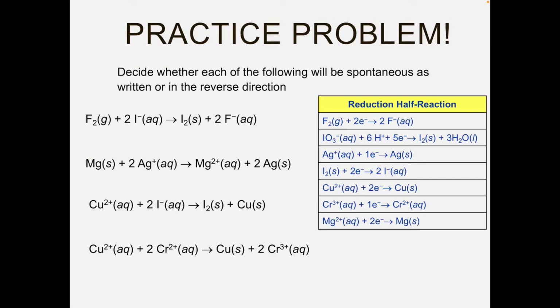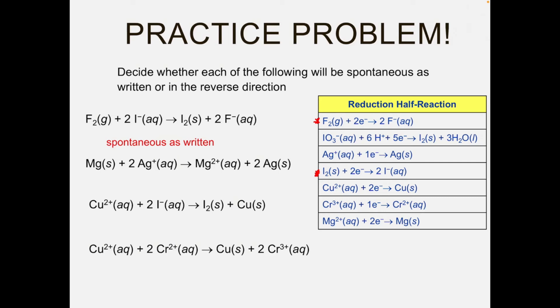Okay, let's look at the first one. In the first one, we have fluorine being reduced and iodine being oxidized. Fluorine is written as the reduction reaction, which is good because fluorine is at the very top. So fluorine needs to be written as reduction. Iodine is down here, so that means iodine will be oxidized because it's lower in the reduction potential table. Therefore, this will be spontaneous as written because fluorine is being reduced like it should be, and iodine is being oxidized like it should be.